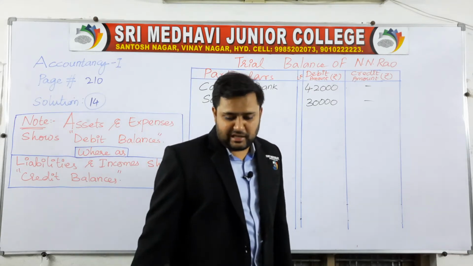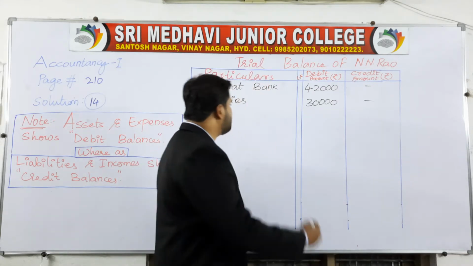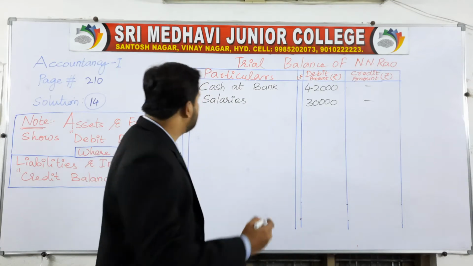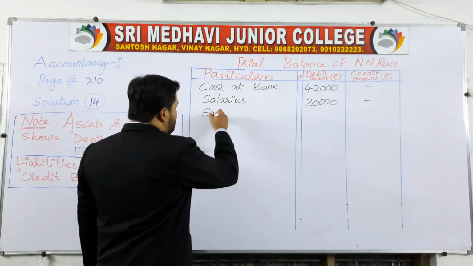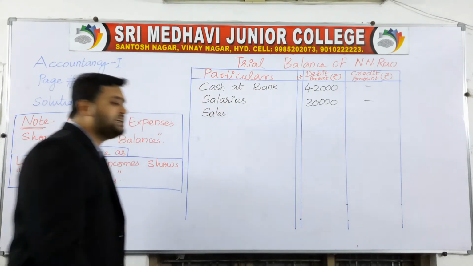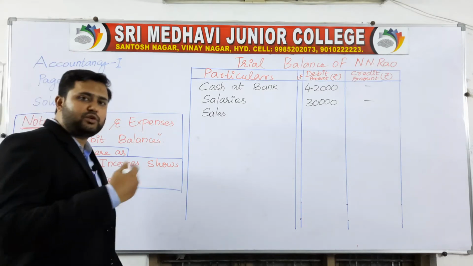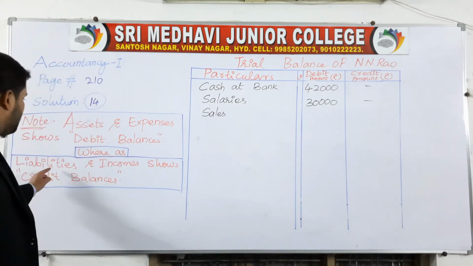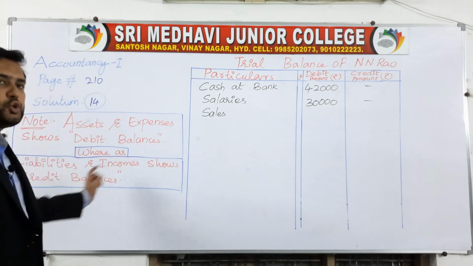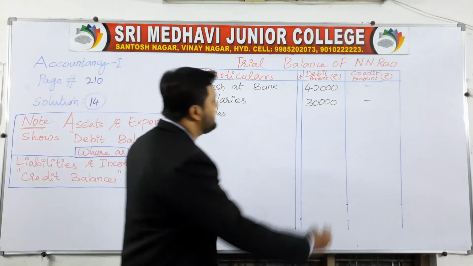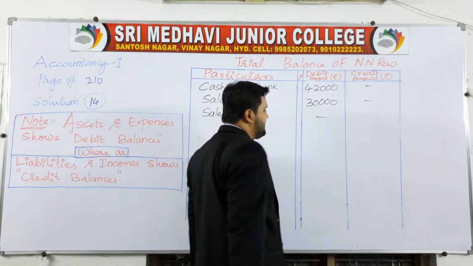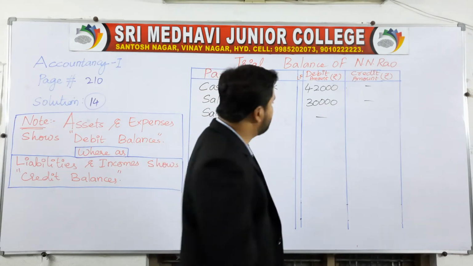Sales is 3,50,000. Sales comes under the trading account credit side. Sales shows credit balance, because whenever you do sales, income is generated. As you know, liabilities and incomes show credit balance. So you have to write the sales balance on the credit side, 3,50,000.